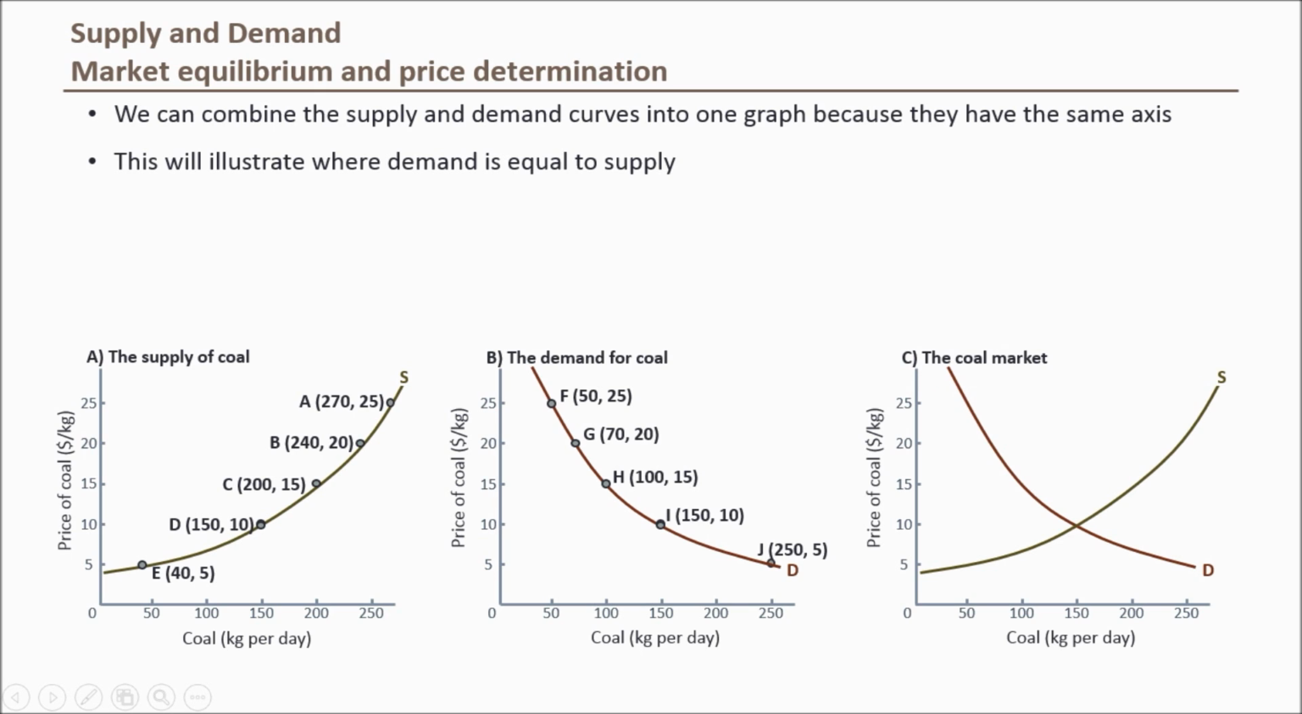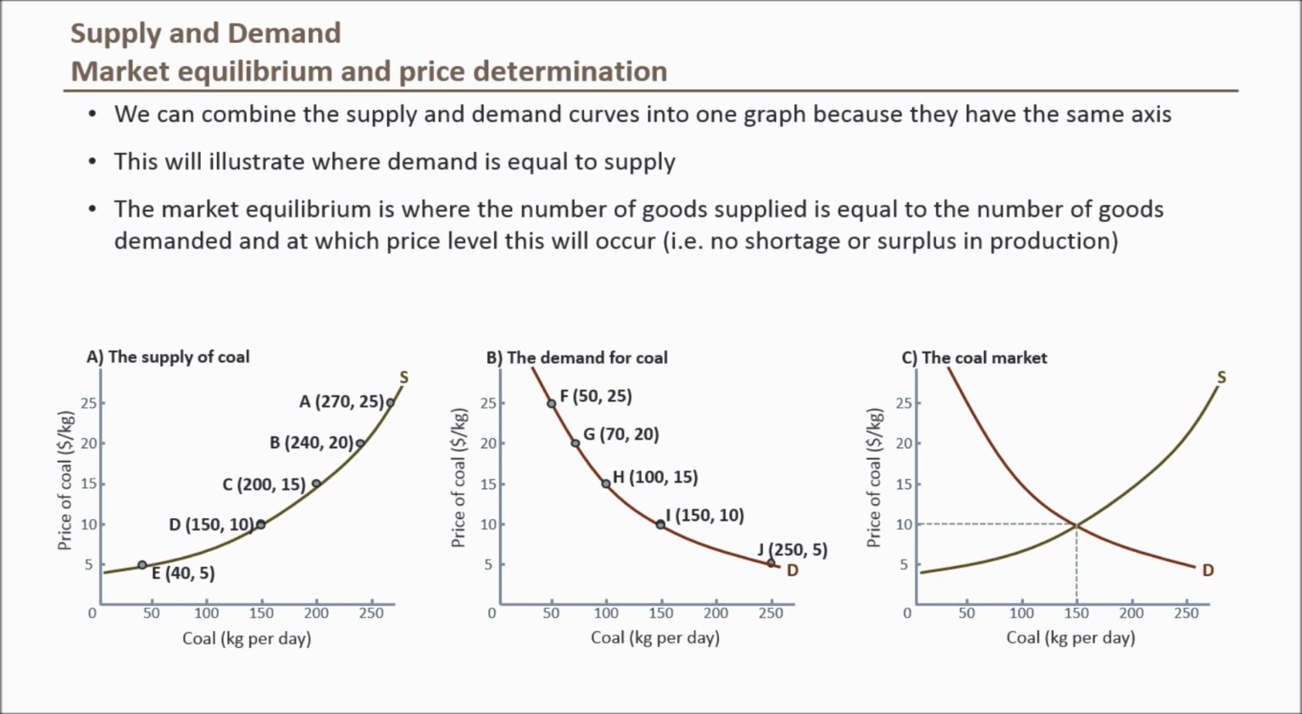Where the two curves intersect at the $10 per kilogram level is the point at which both the quantity supplied and the quantity demanded are equal for the same market price level. At this point, where the amount of coal supplied is 150 kilograms per day and the amount of coal demanded is also 150 kilograms per day, we often say there is no shortage or no surplus of goods or services in the market. This is because at the equilibrium point, everything that was supplied by producers was bought by consumers.